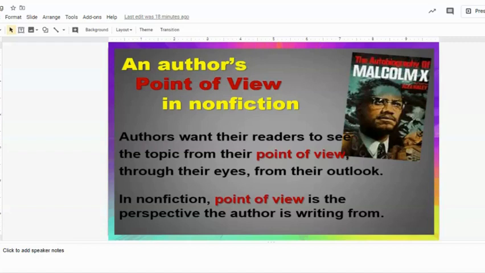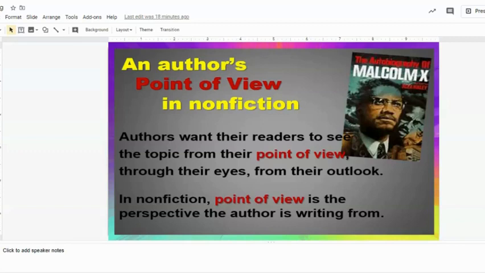So to start our lesson, you can see on this first slide that there's a picture there of the autobiography of Malcolm X, which, by the way, is a great book. I read it a few years ago. I learned a lot of very interesting things that I didn't know about. But anyway, it says here on the slide that an author's point of view in nonfiction is when authors want their readers to see the topic from their point of view, through their eyes and from their outlook. In nonfiction, point of view is the perspective the author is writing from.